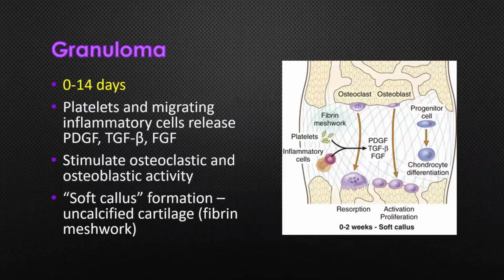And then also part of the inflammatory stage is granuloma formation. So within the first couple of weeks, you get different inflammatory cells that migrate to it. They release cytokines that stimulate osteoclastic and osteoblastic activity. And that they'll refer to sometimes as the soft callus. Typically when I say callus, I'm talking about the hard callus. That's going to be the next stage. So soft callus may refer to the granuloma stage within the first couple weeks.